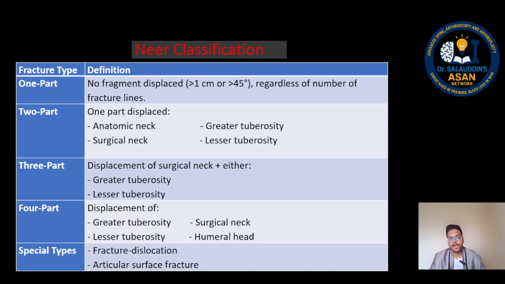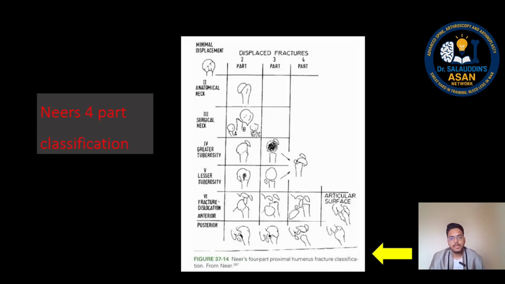The special type is fracture dislocation. Here in the image you can see, without any displacement, however many fracture lines there are, it is still a 1 part fracture. If there is displacement, based on the number of fracture lines, whether the fracture is at the anatomical neck, the surgical neck, the lesser tuberosity or the greater tuberosity, we call it a 2-part, 3-part or 4-part fracture. And the special type is if there is any fracture with dislocation, it is a fracture dislocation, which can occur anteriorly or posteriorly. This is Neer's 4-part classification.